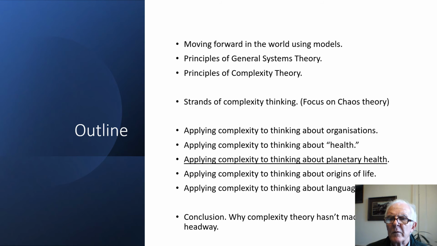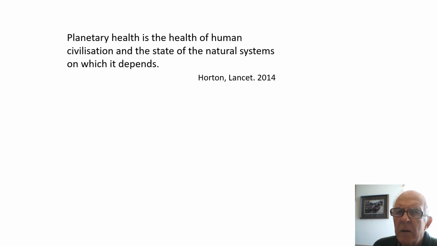I want to move on now to this concept of planetary health and how we can possibly match complexity to that. This is the current working definition of planetary health from the Lancet. Planetary health is the health of human civilization and the state of the natural systems on which it depends. It does seem to me that is rather a circuitous, self-referential definition, which really isn't very helpful in taking us forward.